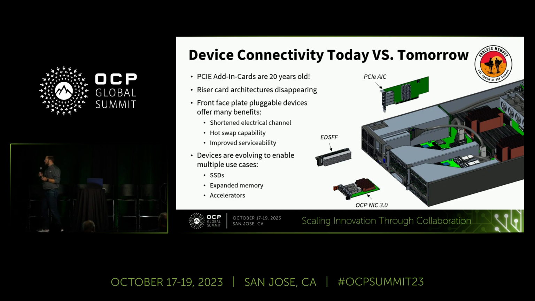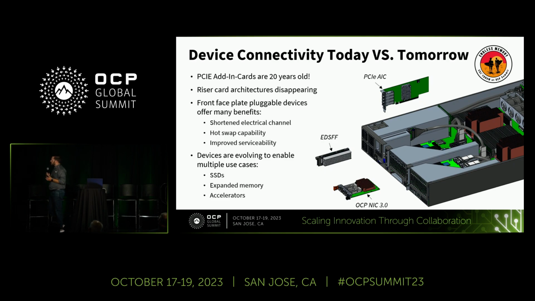And some of the benefits of these, right? You have a shortened electrical channel. So you now move that interconnect to the rear of the card rather than the side of the card. That can shorten the traces on the card and also in the system. The hot swap and serviceability, that's a big deal when we think about hyperscale. So being able to service all these devices at scale, in the millions. And one of the interesting things, especially with CXL, is that we've seen these devices and the use cases shift over time.